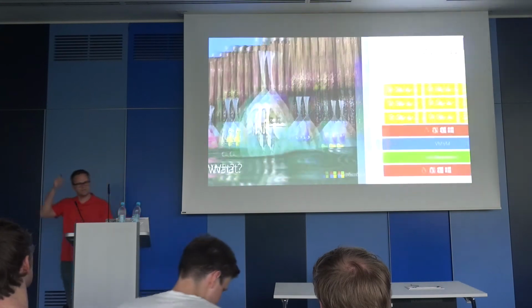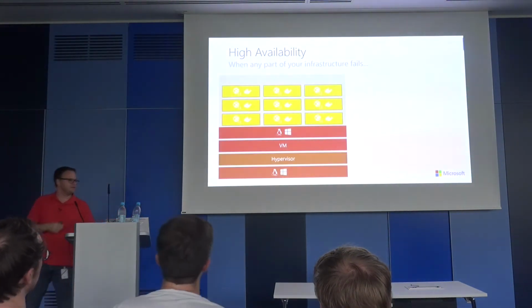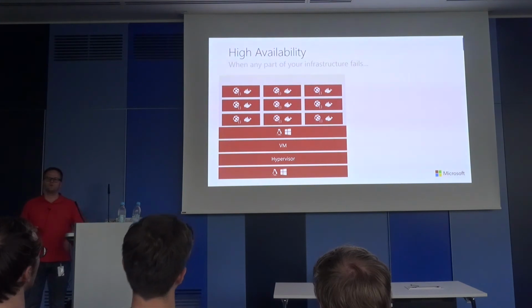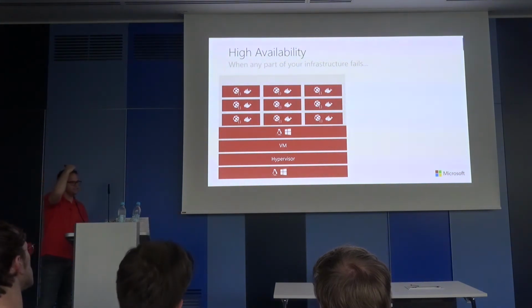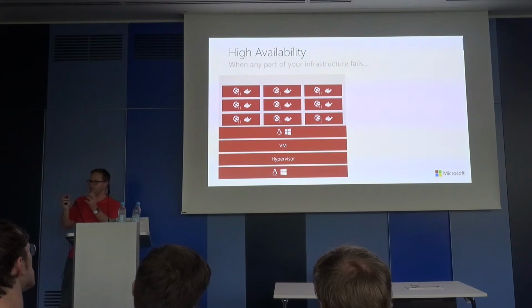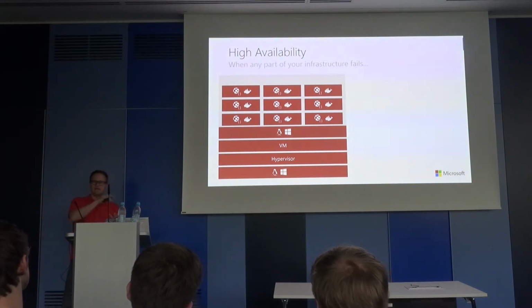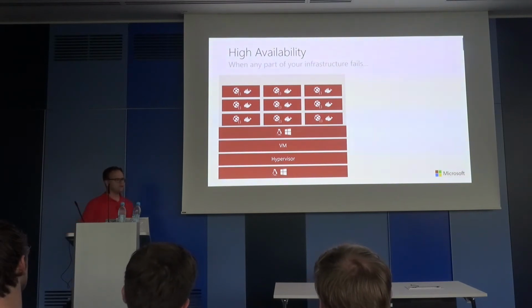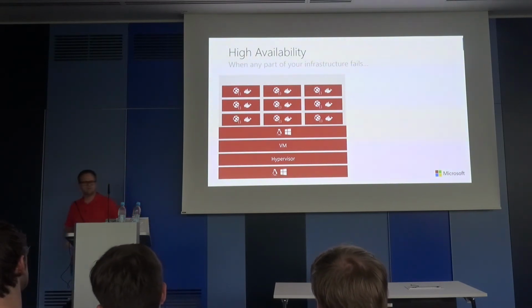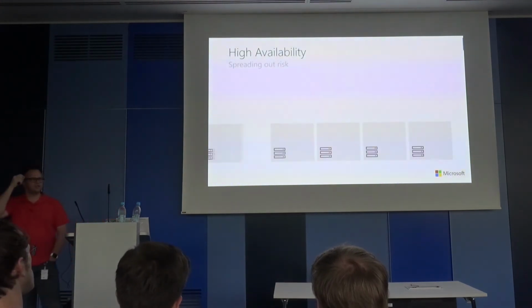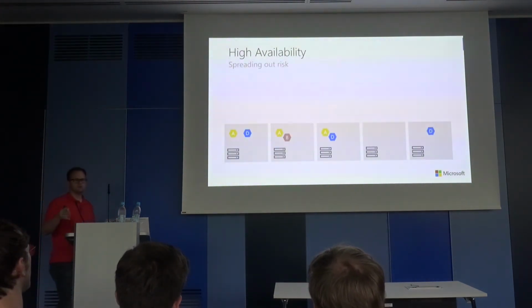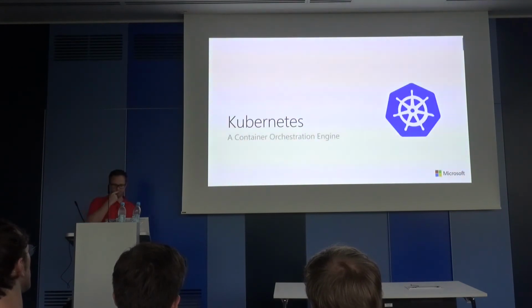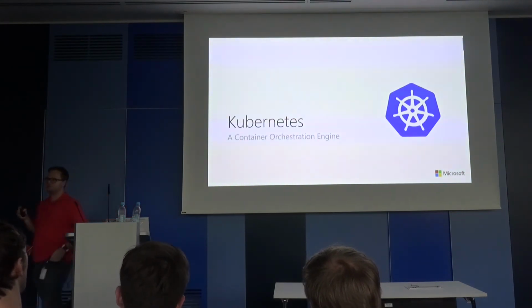highly available. So speaking about high availability, the problem with the picture I painted before is that even though we have container applications, the underlying layers can still fail. So the operating system, the hypervisor, virtual machines, they can all fail, right? So what you want to do is you want to deploy your application multiple times on multiple servers. And you want to spread out the risk, so to speak. But to do that, you need some sort of orchestration.